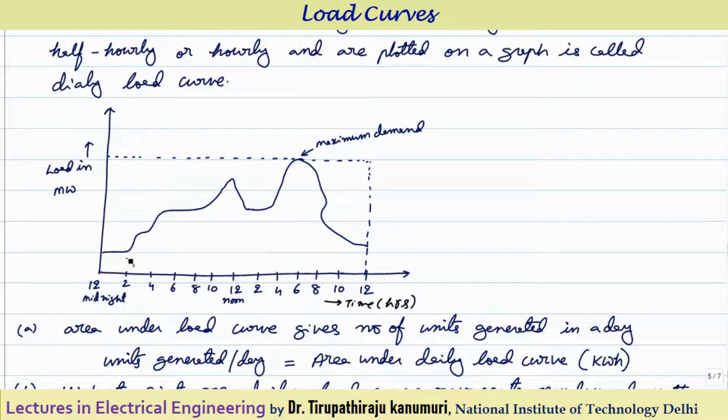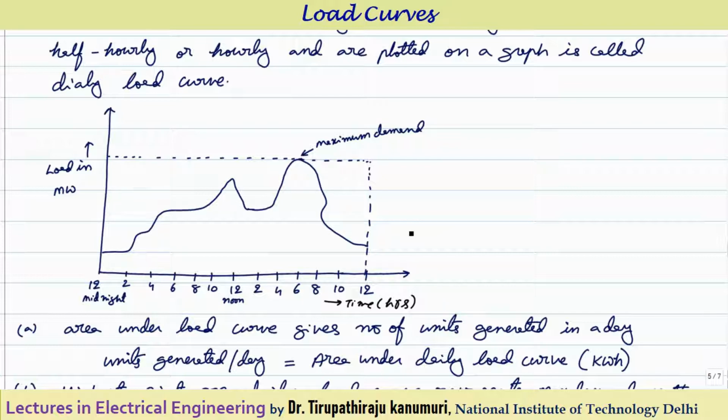If you see the load curve, it is continuously fluctuating, it is not constant, and at a particular instant of a day some maximum load is obtained on the power plant, which is called the maximum demand. This variation is called the daily load curve. Similarly, we can calculate the monthly load curve as well as the yearly load curve.